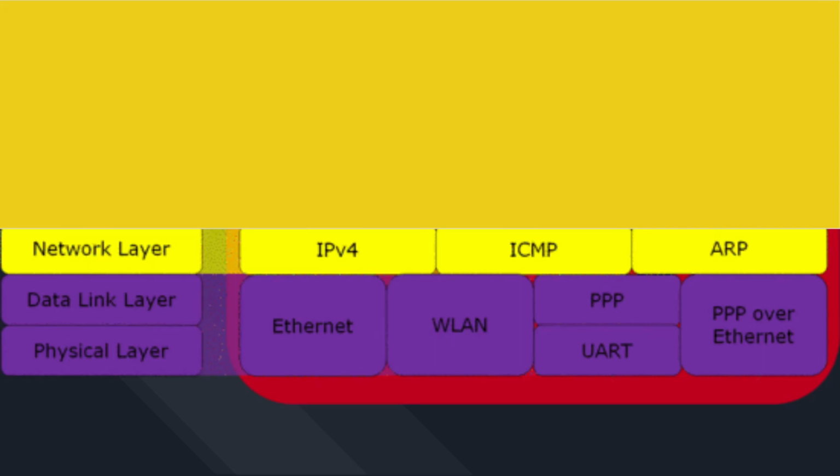The network layer uses IPv4 and IPv6. It also covers ICMP controls like ping, ARP, which handles the request of MAC addresses from routers, and any form of IP security.